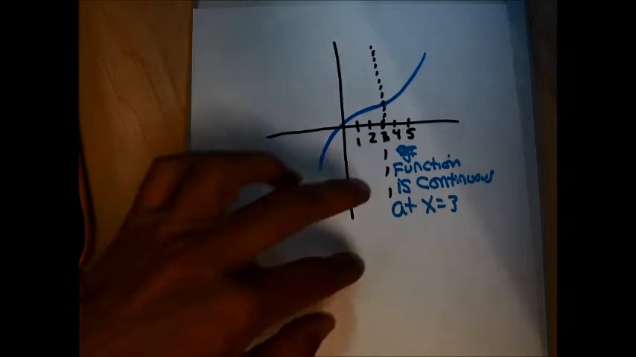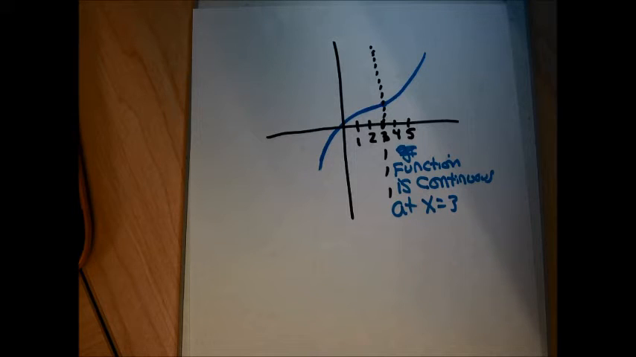And if a function is continuous at a point, I don't need to say anything. I just say it's continuous and move on. So this function is continuous at x equal to 3, and that's the best thing that we can have happen.